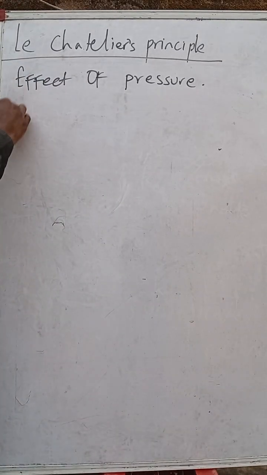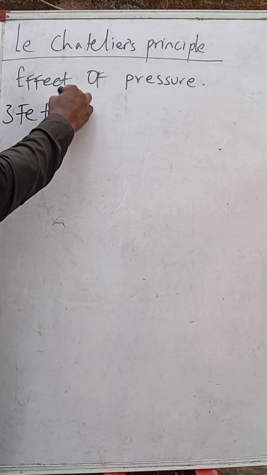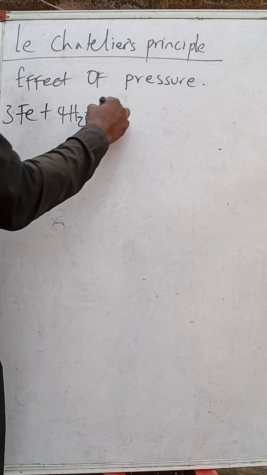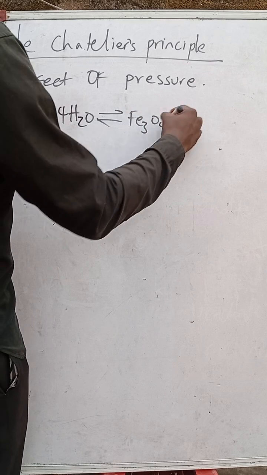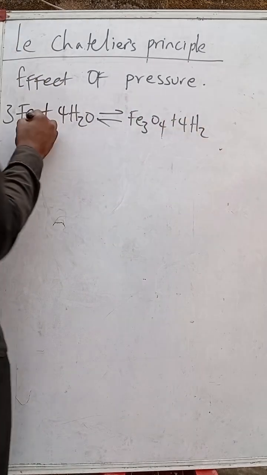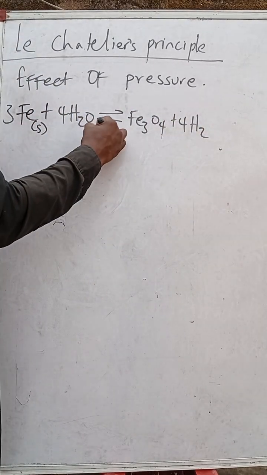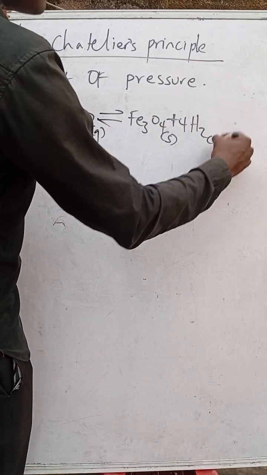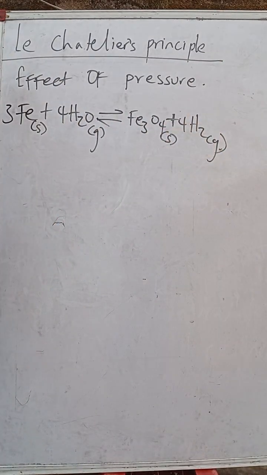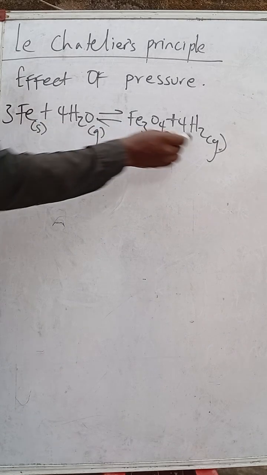Let's say for instance this reaction: 3Fe plus 4H2O, equilibrium established to give you Fe3O4 plus 4H2. So this is solid, this state is gaseous, and this hydrogen is gaseous. Now, pressure won't affect the solid reactant. So pressure only affects the gaseous reactant.